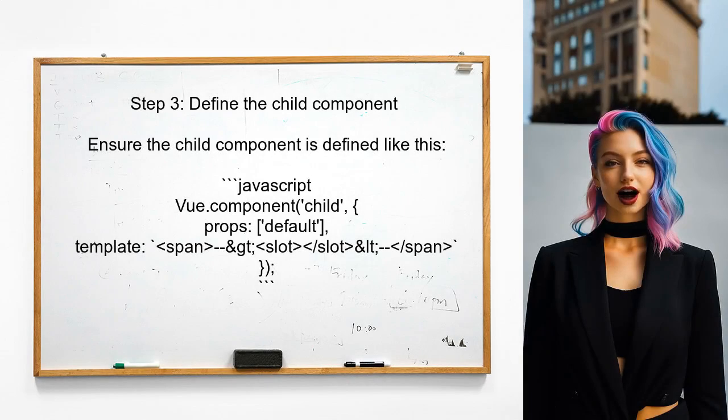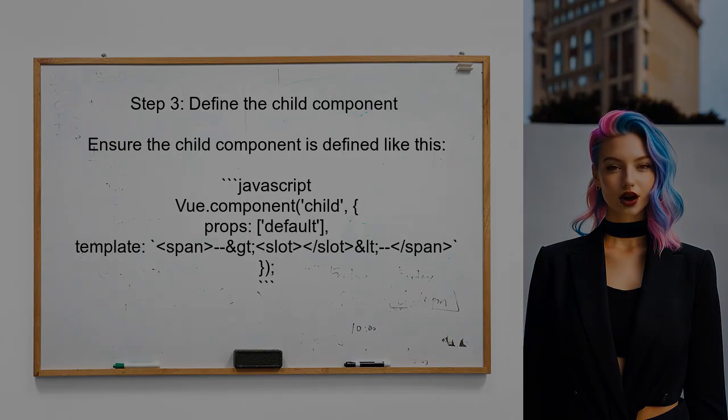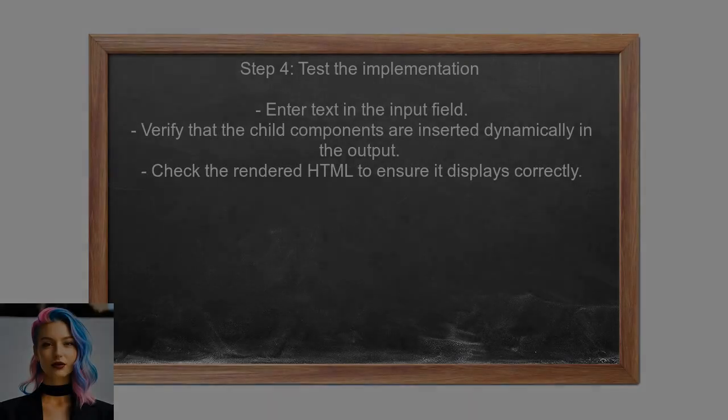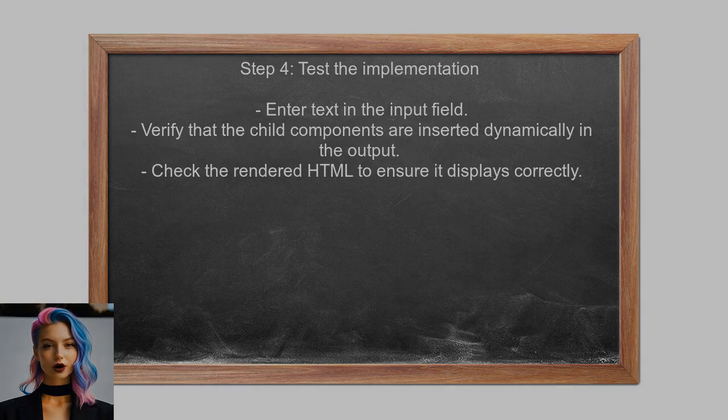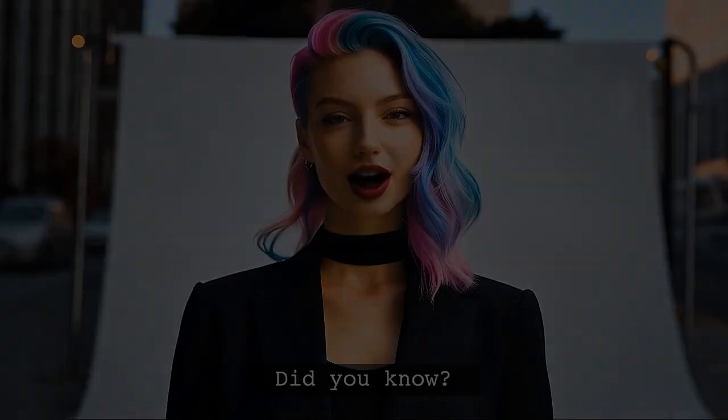Now, the user needs to ensure that the child component is defined correctly. The child component should be able to accept props and render its content accordingly. Finally, the user should test the implementation. They can enter text in the input field and see if the child components are inserted dynamically at the correct positions within the HTML.